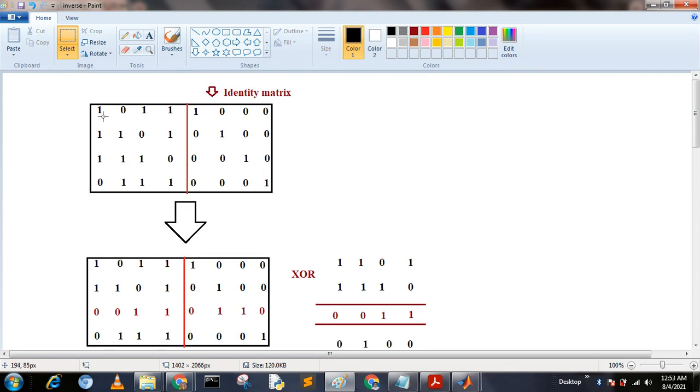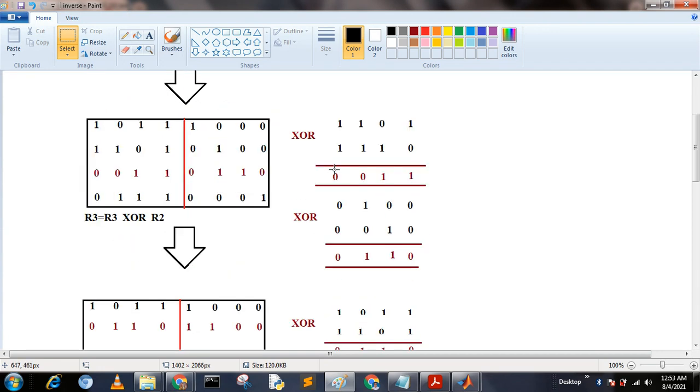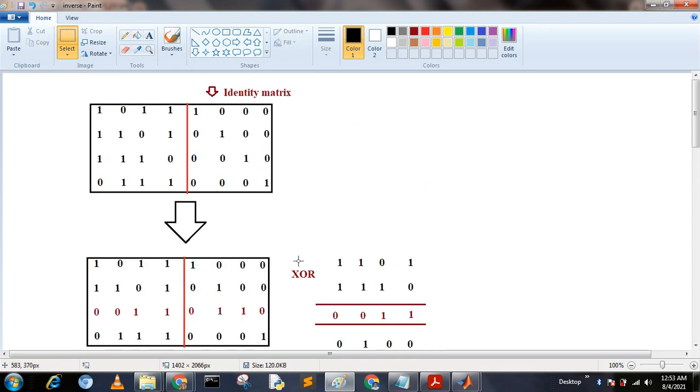Then we apply the exclusive OR operations, that is, we take two values, R3 XOR R2, that is, here is the R3 row and here is the R2 row. We apply the XOR operation. We know the XOR operation: when two bits are the same, the output becomes 0, otherwise it is 1. Using this procedure, we convert this matrix, that is, we write 1101 and 1110, and the exclusive OR operation becomes 0011, and we write 0011.